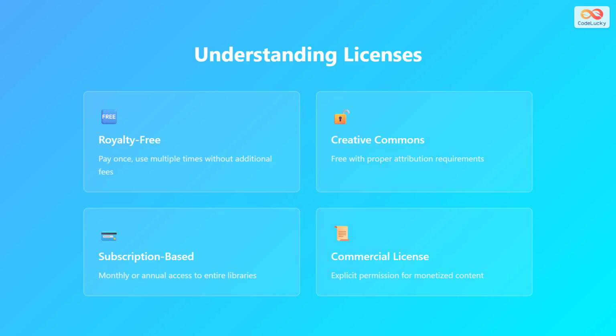Before using any stock content, it's crucial to understand the different types of licenses. Royalty-free content means you pay once and can use it multiple times without paying additional fees. Creative Commons content is free to use, but requires you to provide proper attribution to the creator. Subscription-based resources charge you a monthly or annual fee for access to their entire library. And commercial licenses explicitly give you permission to use content in monetized videos, which is important if you're earning revenue from your channel. Always check which license applies to the content you want to use.